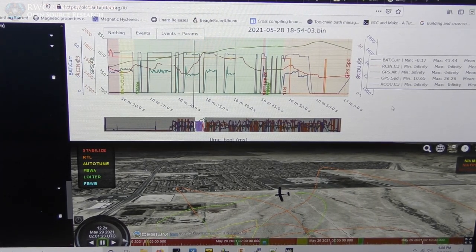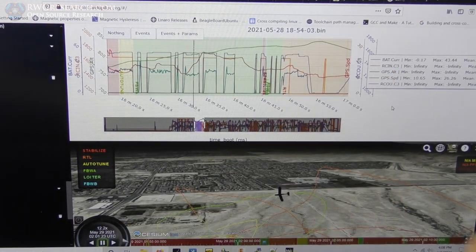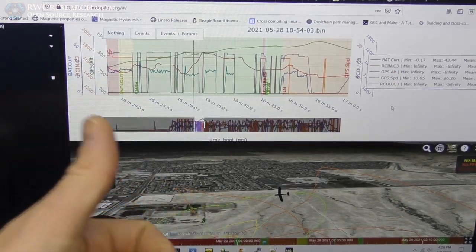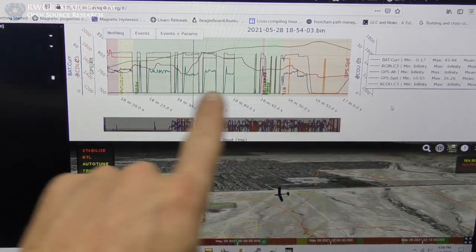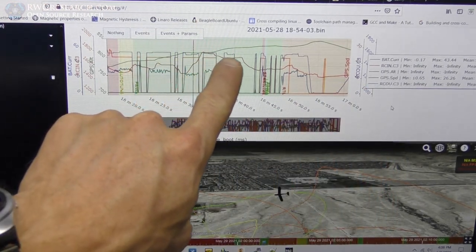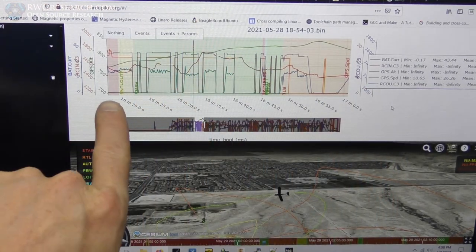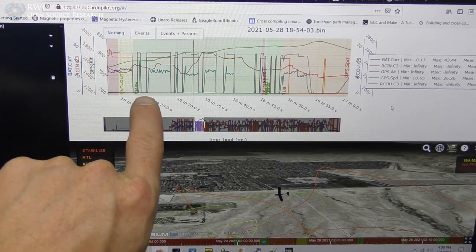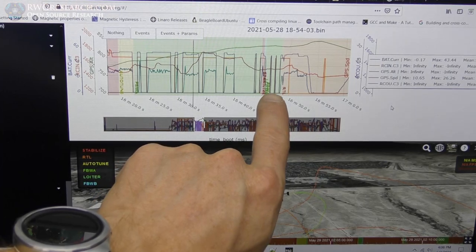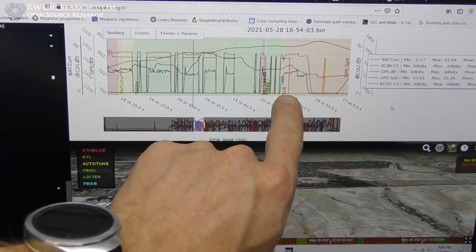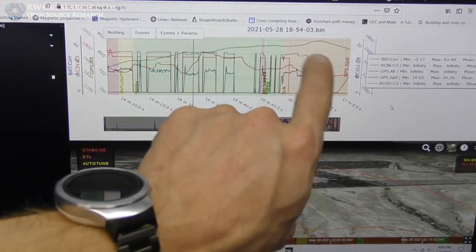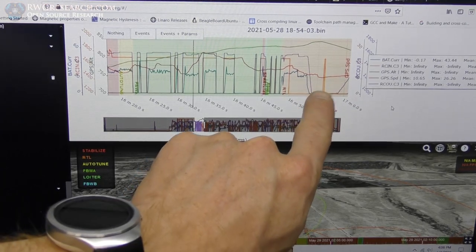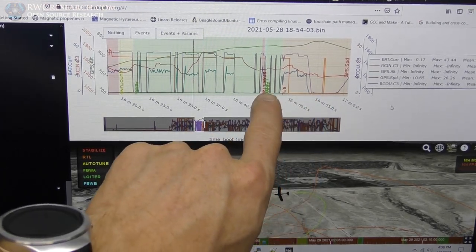So you can see orange is my stick on my throttle, what I'm doing with the throttle, and purple is what autopilot is putting out. Here we're auto tuning. Here we're flying it in FBWA. Here it's in stabilized. Here it's in return to landing. So this is when I'm not in control. Is stabilized when you're in control? Yep, I'm in control in stabilized.